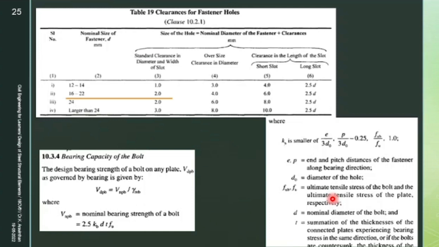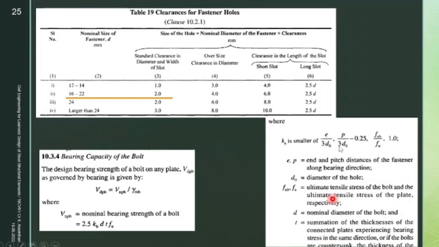So what is FUB? FU is ultimate strength, B stands for bolt. What is the ultimate strength of bolt? 400. What is ultimate strength of plate? They have given in data.